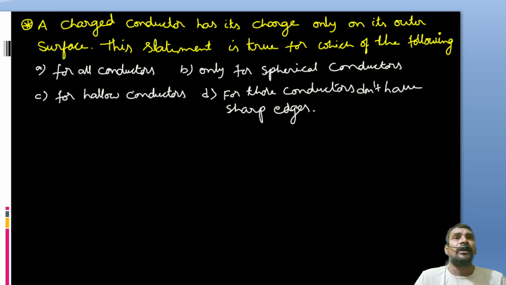A charged conductor has its charge only on its outer surface. This statement is true for which of the following? Irrespective of the shape of the conductor, it may be any shape, the charge will always be distributed on the surface of the conductor only. So this is true for all conductors. Okay.